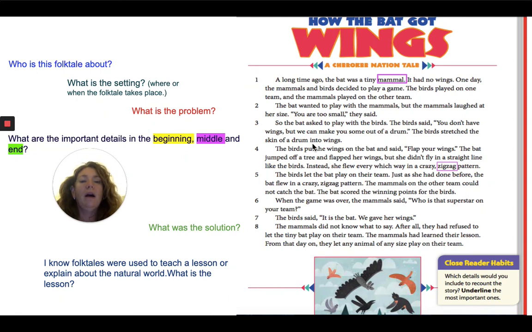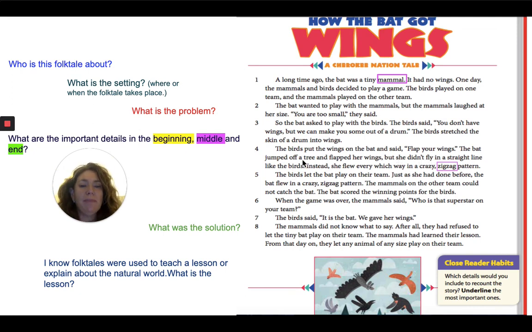Ready? A long time ago, the bat was a tiny mammal. It had no wings. One day, the mammals and birds decided to play a game. The birds played on one team. The mammals played on the other team. The bat wanted to play with the mammals, but the mammals laughed at her size. "You are too small," they said. So the bat asked to play with the birds. The birds said, "You don't have wings, but we can make you some out of a drum." The birds stretched the skin of a drum into wings. The birds put the wings on the bat and said, "Flap your wings."